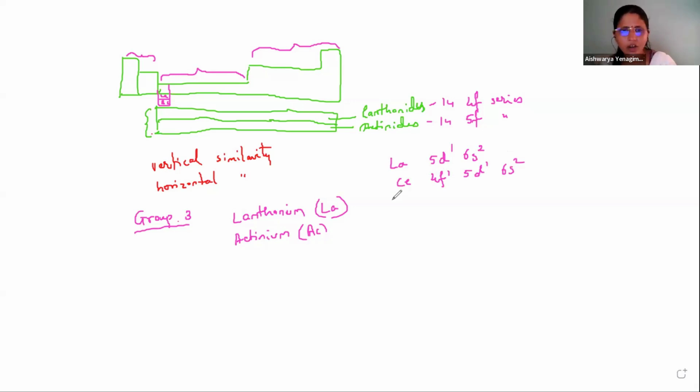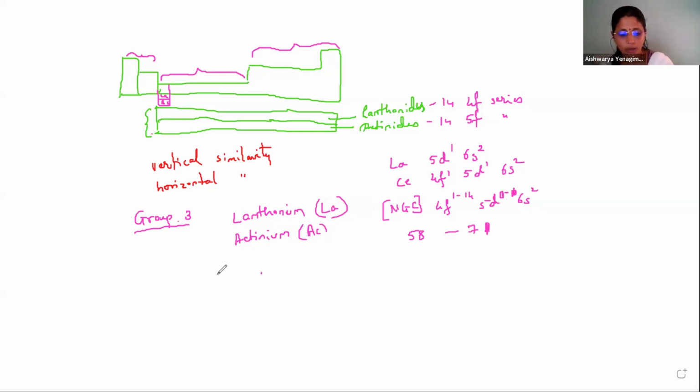So the general configuration of lanthanides, you write it as noble gas configuration 4f 1 to 14, 5d 0 or 1, and 6s2. This is the general configuration. There are 14 elements, from 58 cerium to 71. You can count and see there are 14 elements. So these are lanthanides. Shall we talk about actinides? So the elements following actinium are 14 and they are called actinides.